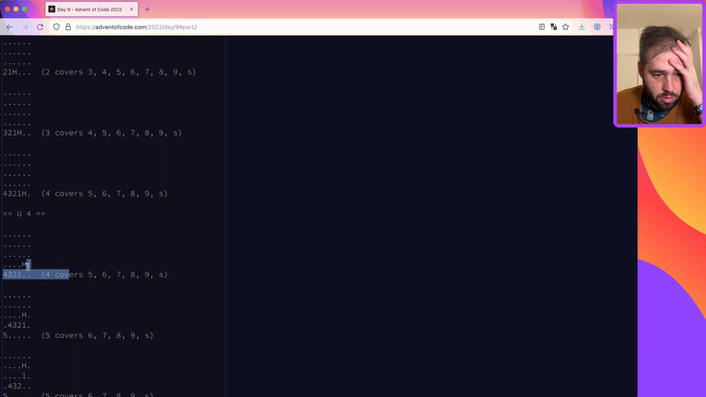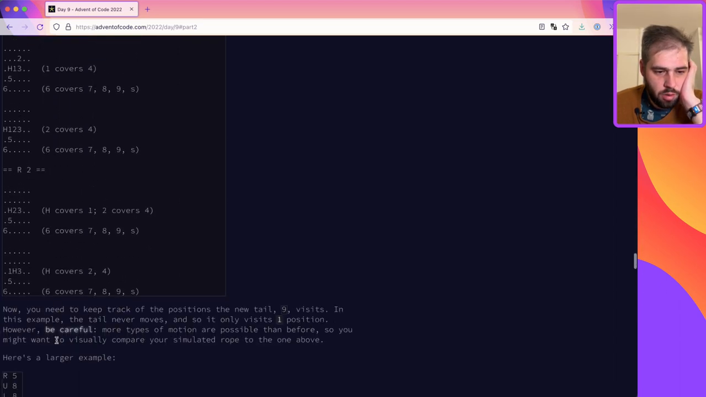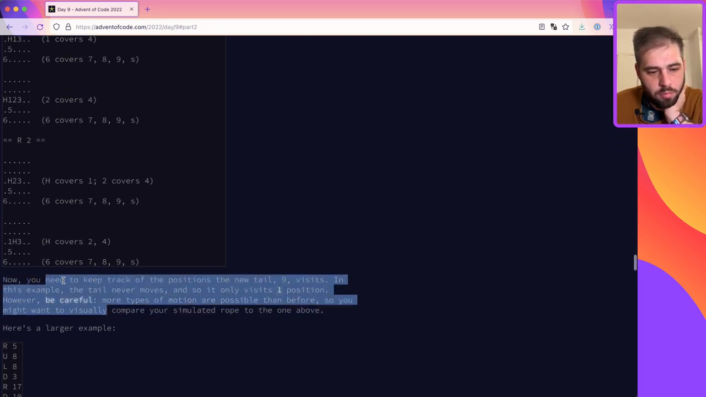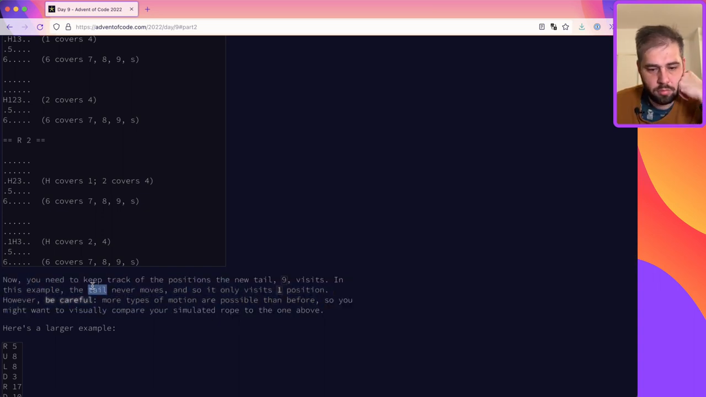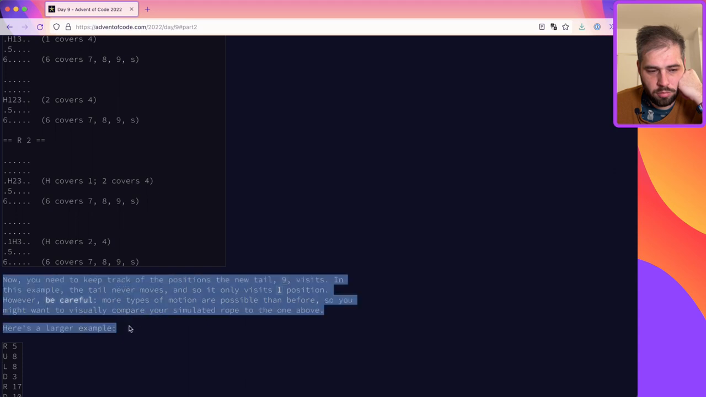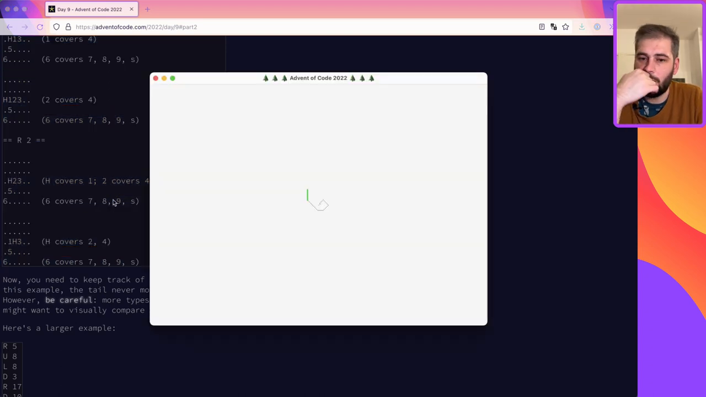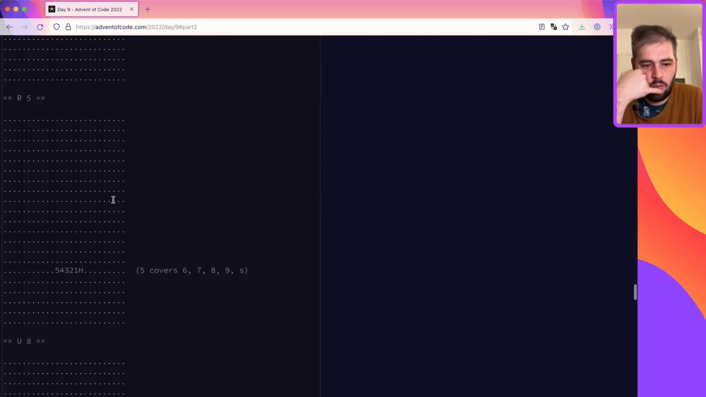So like, yeah, nothing changes here. Then H goes here. One goes diagonal. Right, two, three, four, yeah. I don't understand why we're getting something different. R5, okay, yeah.